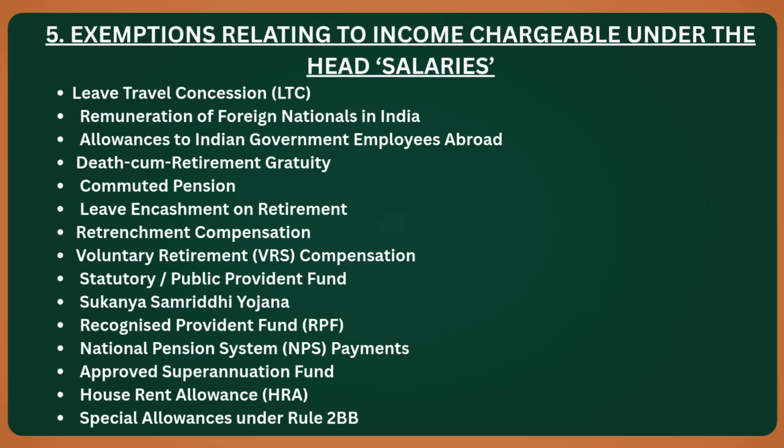9. Statutory Provident Fund, Section 10, subsection 11. 10. Sukanya Samriddhi Yojana, Section 10, subsection 11A. 11. Recognized Provident Fund, Section 10, subsection 12. 12. National Pension System, Section 10, subsection 12A. 13. Approved Superannuation Fund, Section 10, subsection 13. 14. House Rent Allowance, Section 10, subsection 13A. 15. Special Allowances, Rule 2BB, read with Section 10, subsection 14.